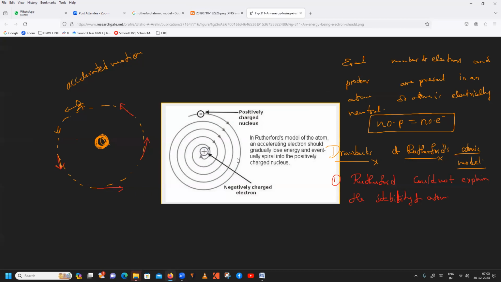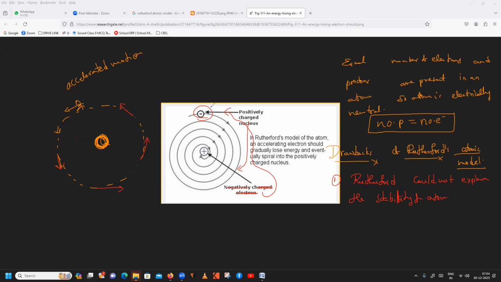Now, if they are continuously revolving in a particular orbit, it is said to be in accelerated motion. So they have to lose energy continuously. And finally, the electrons keep coming closer, and finally they have to fall into the nucleus. This is wrong actually. The representation is wrong. Remember, this is not a negatively charged electron. What is this? A positively charged nucleus. This word should come here and this word should go here. This is the negatively charged electron and this is the positively charged nucleus.